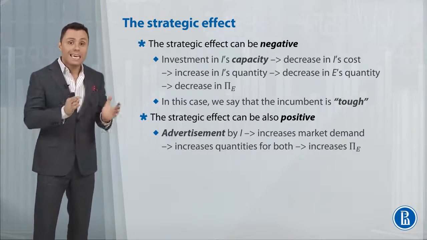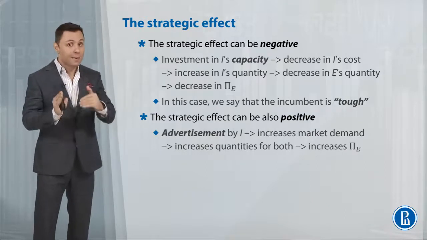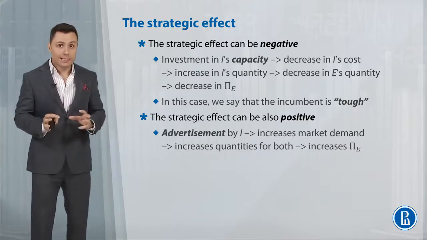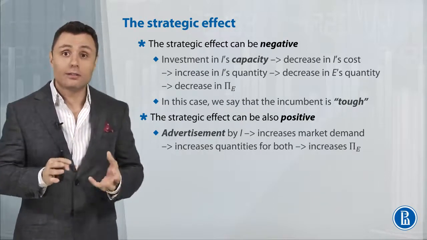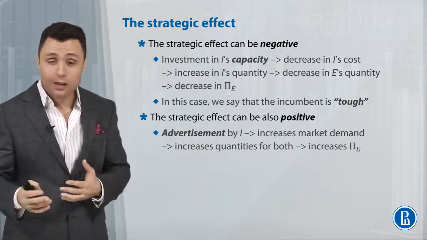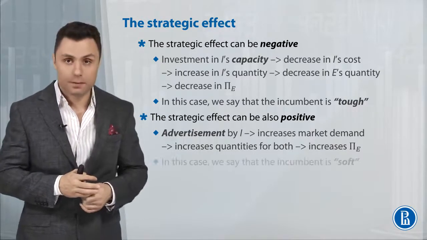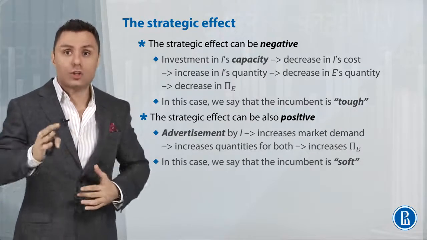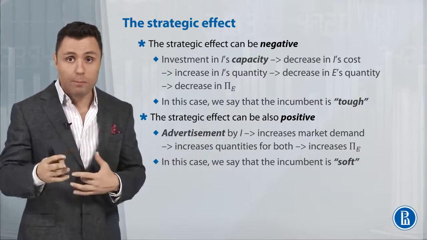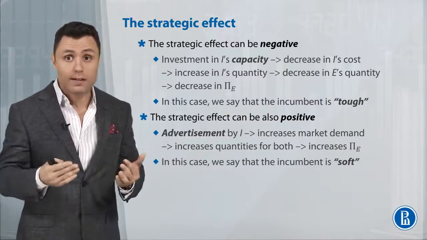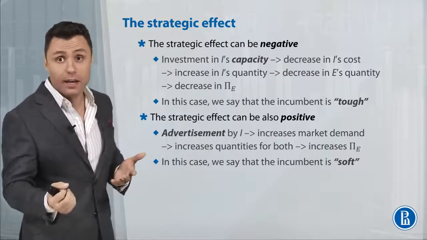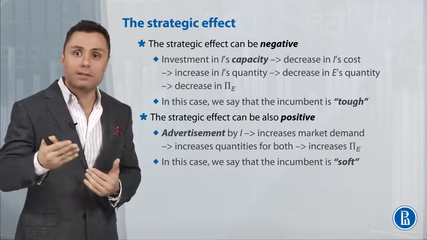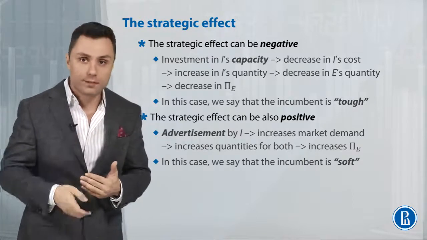So now Ki has a positive effect on PE, and this is a positive strategic effect. In this case, we say that the incumbent is not tough anymore, the incumbent in this case is soft. Be careful. This does not have to do with the attitude of the incumbent and how the incumbent behaves toward the firm. We do not have a hard guy, a tough guy, and then a soft guy. We just have the investment that makes the incumbent appear tough or soft.